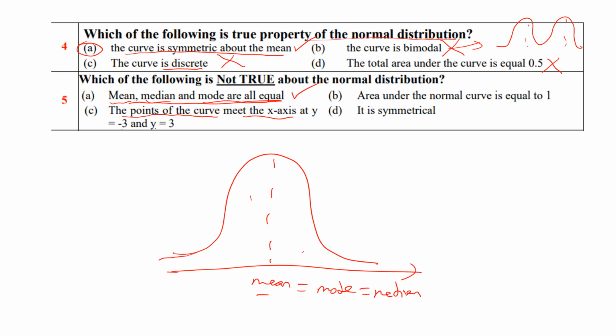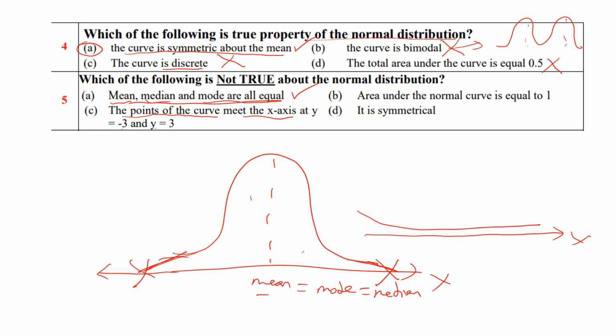It never meets the x-axis, so it never touches. So this is not possible here. It always has this behavior: if this is the x-axis, it always approaches the x-axis, but it never touches. And this is true for both sides, the left and right side. And this is never true.